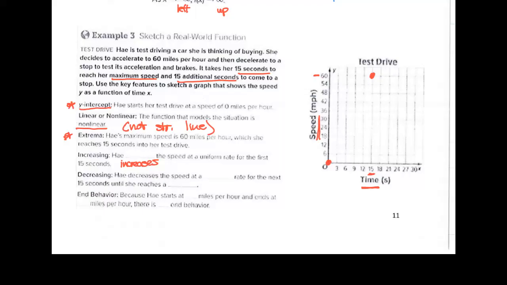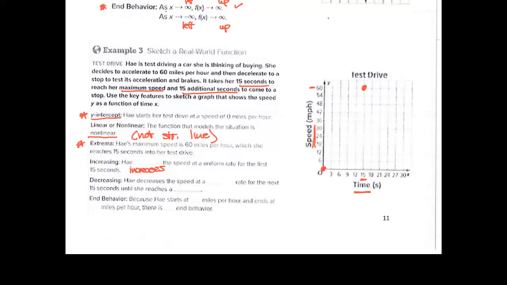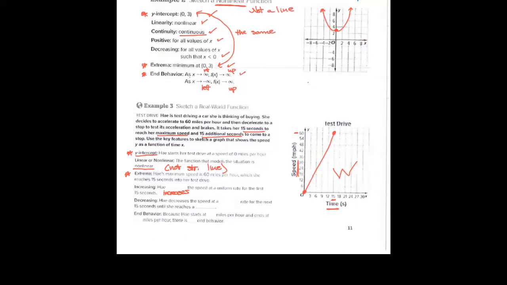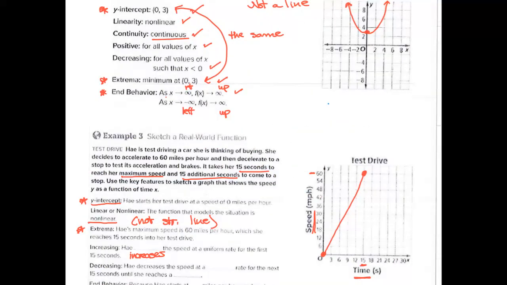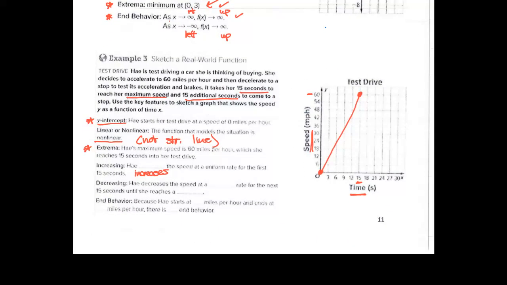She increases the speed at a uniform rate. A uniform rate. So that means her speed is going to look like a straight line, at least for that part. It's uniform. It's not jagged like this. Okay? It is uniform. All right.